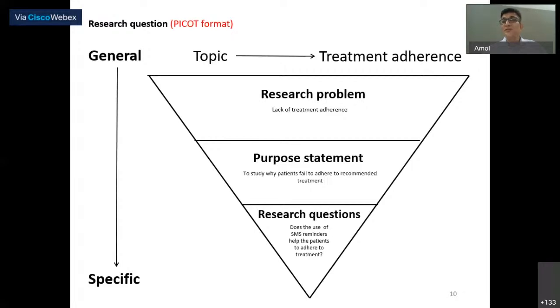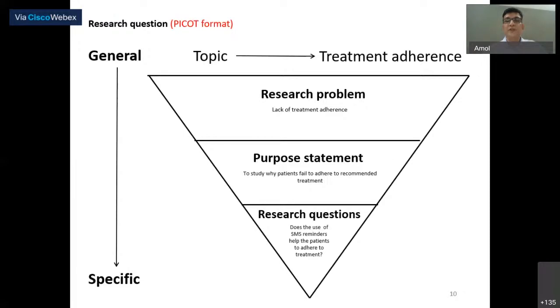Now here it is. You have a research problem, that is lack of treatment adherence. It's quite broad. Purpose statement, it's further refinement: to study why patients fail to adhere to recommended treatment. And if you think that you don't need to go beyond that and you just want to stop at the purpose statement, you can stop at that. But if you have a plan to go further, do experimental research, and for that you have a question, you can further focus it, further refine it, and you can state your research question as, does the use of SMS reminder help the patient to adhere to treatment? And you can specify the time framework as well.